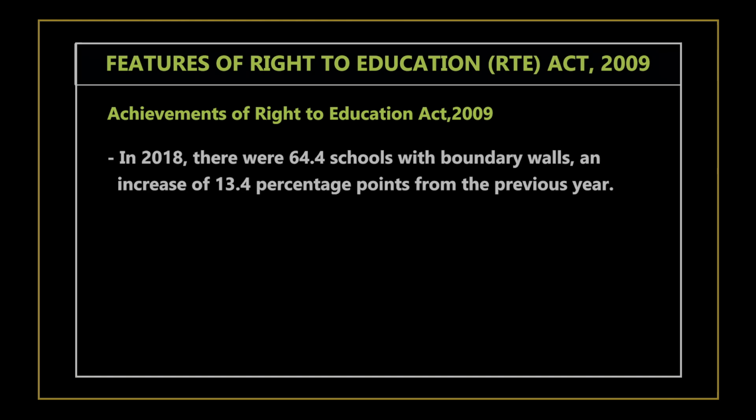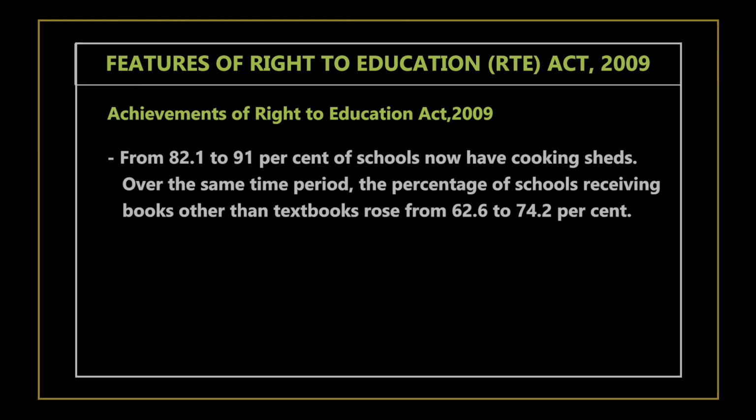In 2018, there were 64.4% schools with boundary walls, an increase of 13.4 percentage points from the previous year. From 82.1 to 91% of schools now have cooking sheds. Over the same time period, the percentage of schools receiving books other than textbooks rose from 62.6 to 74.2%.